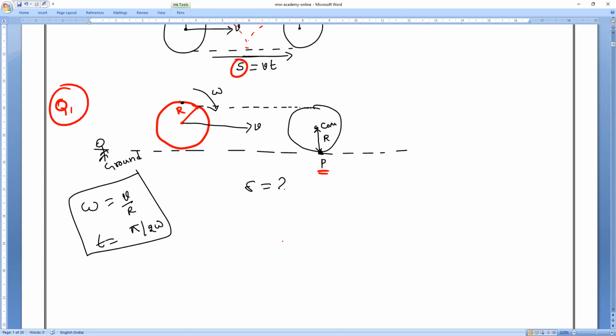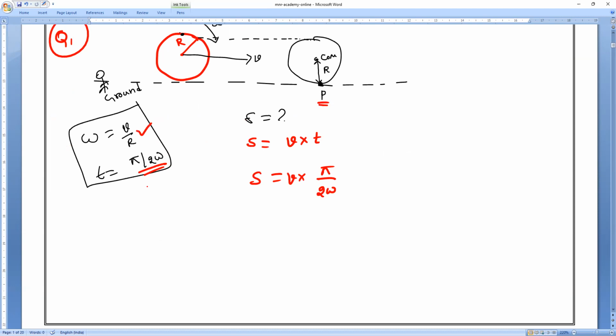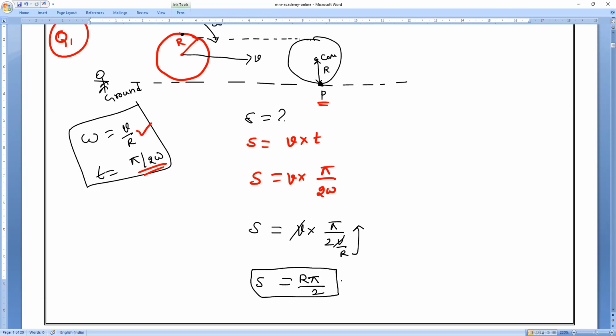Let us calculate. First of all, distance is equal to velocity into time. So S equals V into time, and the given time is pi by 2 omega. We know that omega is equal to V by R. I will replace it. So S equals V into pi divided by 2 divided by V by R. So R will go up and V will get cancelled. What is the distance equal to? R pi by 2. That is the distance.